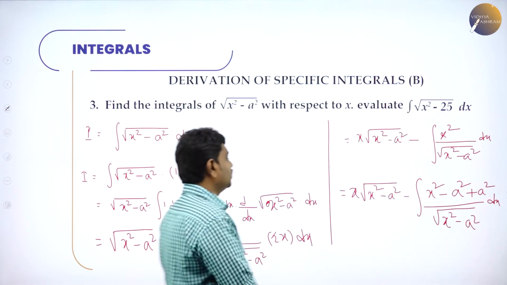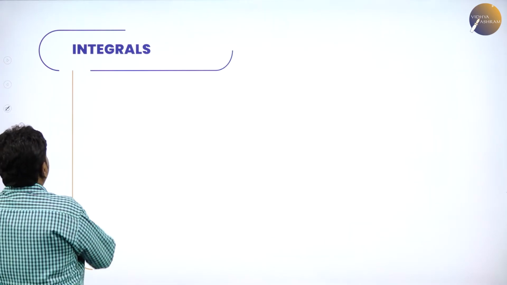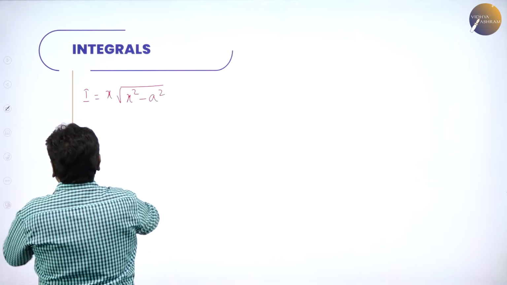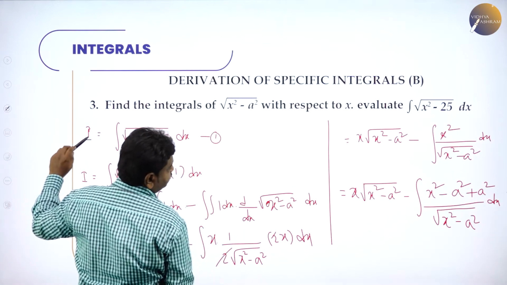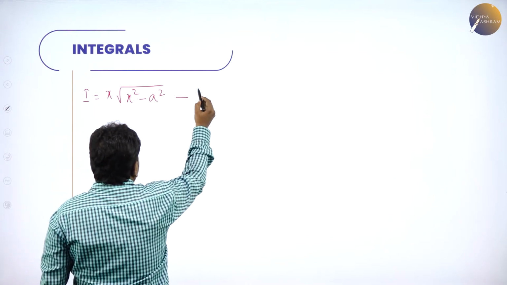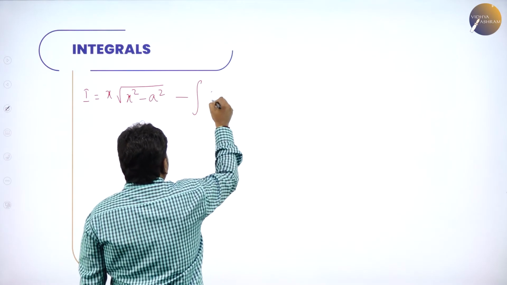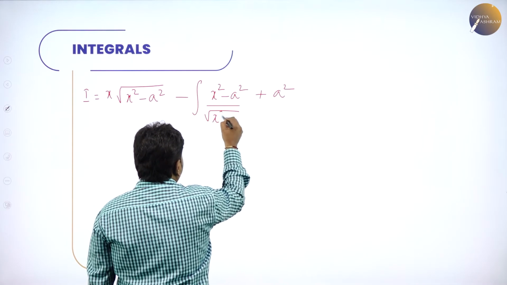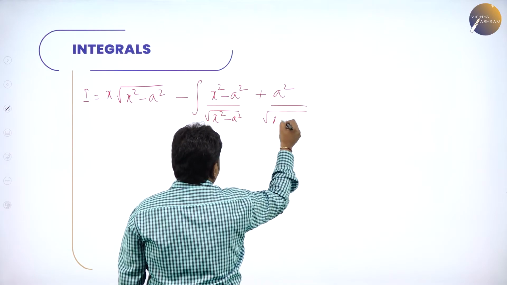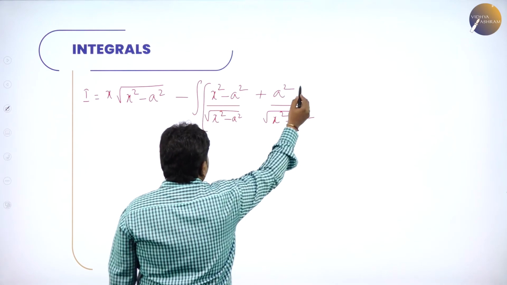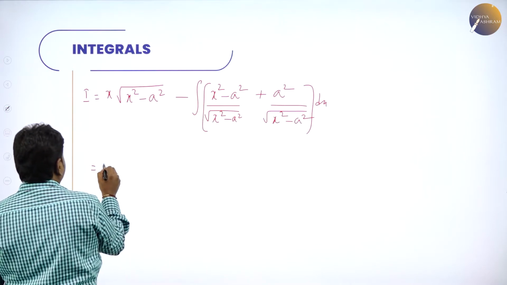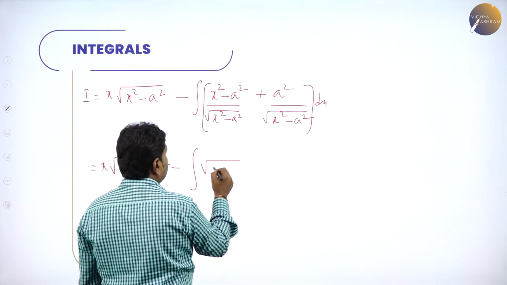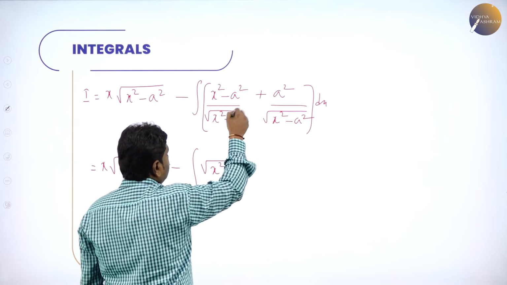Now split the terms. When you split the terms, we will have I is equal to x into root of x square minus a square, whatever we have there, I am writing it, minus the integral of x square minus a square plus a square divided by root of x square minus a square. I am grouping it or I am splitting it. So now further you can rewrite this. So x into root of x square minus a square minus, this can be written as root of x square minus a square whole square, and I can cancel.